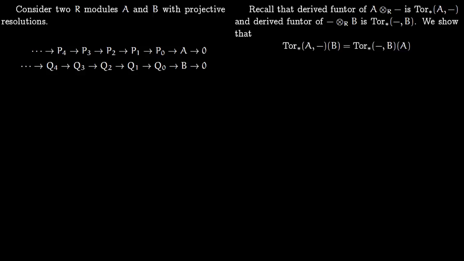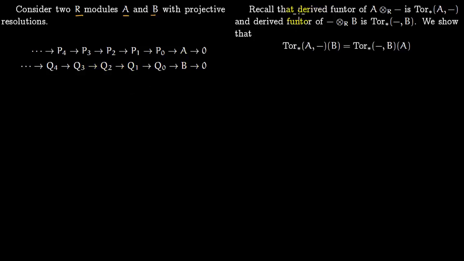In this lecture, we talk about balancing Tor. So say we are given two R modules A and B. A has a projective resolution like this, P4 going to P3, P2, P1, P0. Each one of these is a projective module, and similarly we have a projective resolution for B.